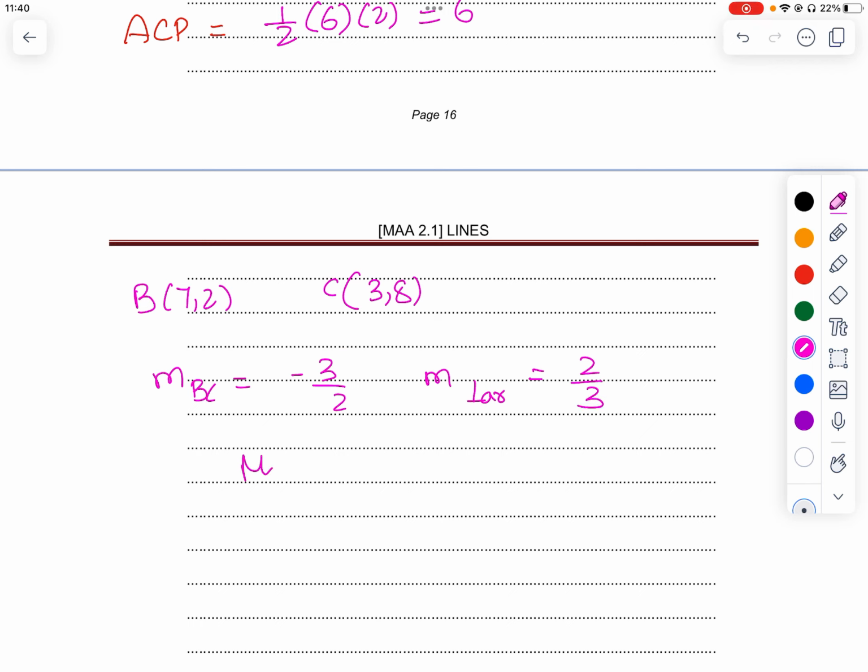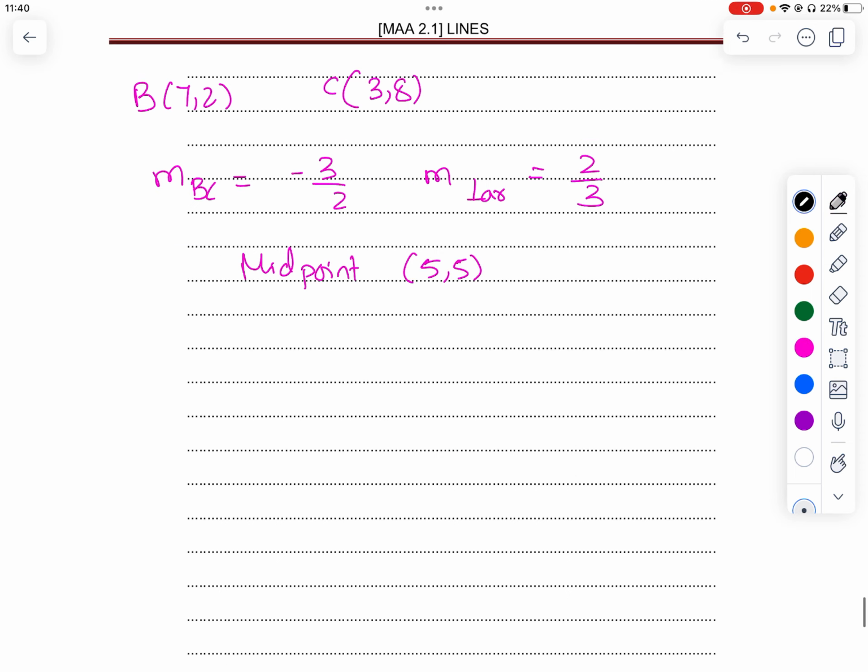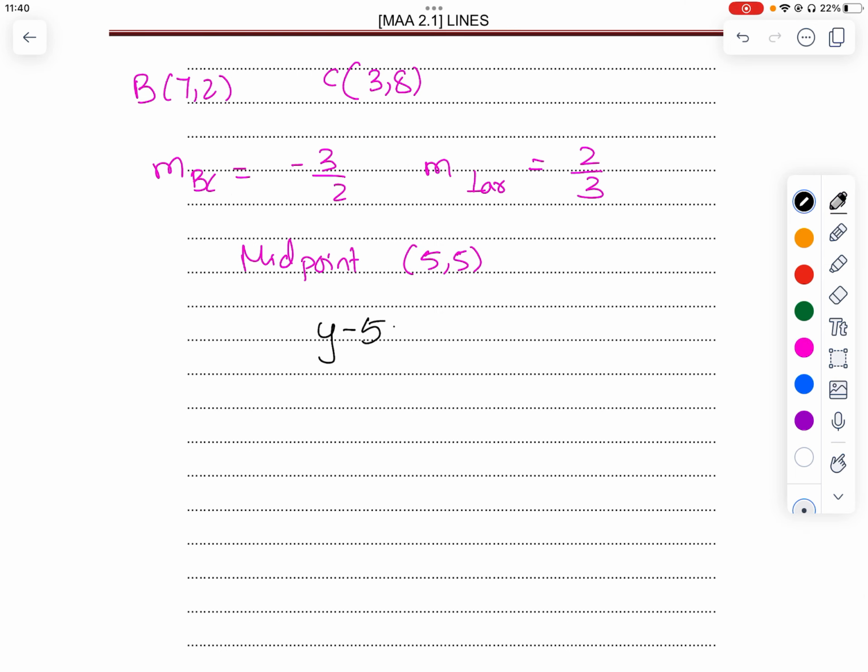Then find the midpoint. Midpoint is going to be nothing but how much? (5, 5). So what will be the equation? y minus y1 equals m times (x minus x1). So multiply by 3 on both sides: 3y minus 15 equals 2x minus 10. So 2x minus 3y equals negative 5.